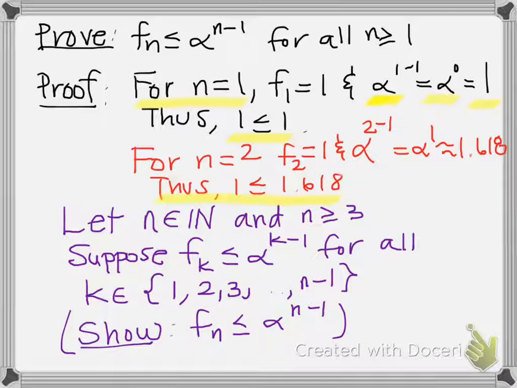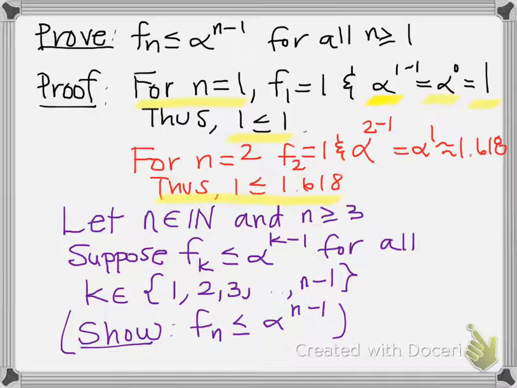Okay, so now let n belong to the naturals and n be larger than or equal to 3, because we just showed for 1 and 2 it works. So now we can just assume for n larger than or equal to 3. Early in the course someone asked, in terms of induction, does it matter if we change our variable? It actually will make a difference here, because of what we're trying to show, we can get confused.